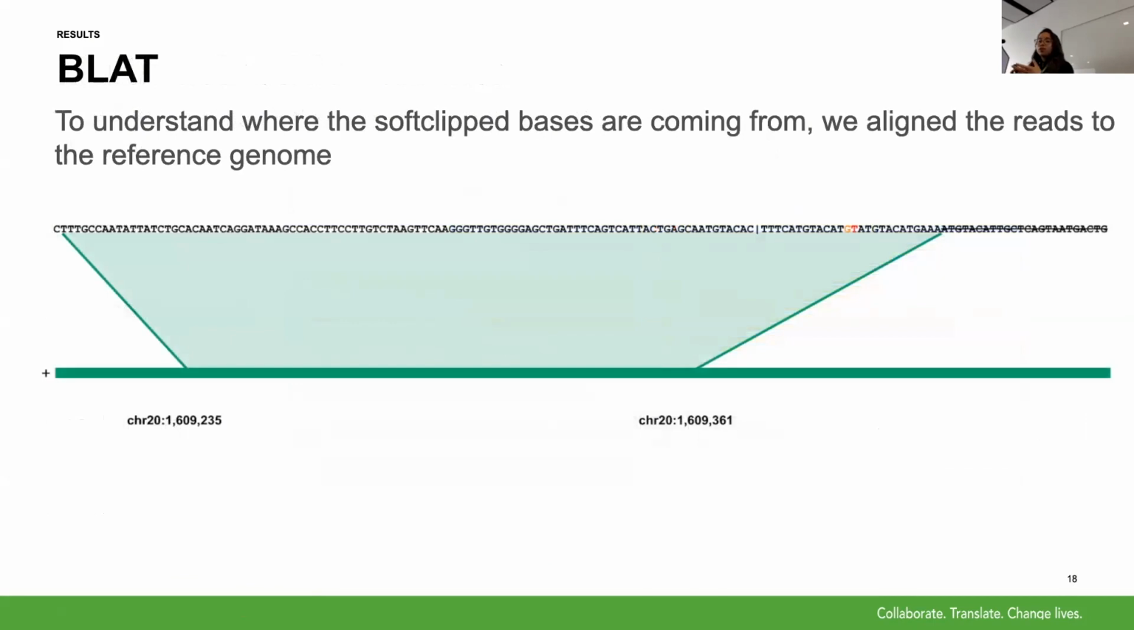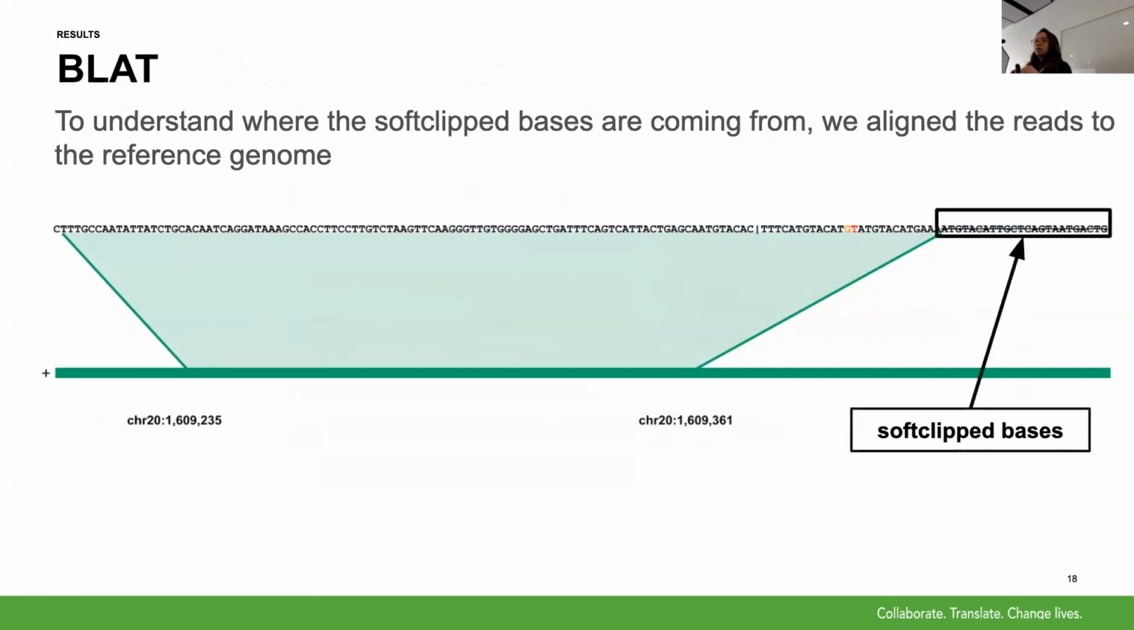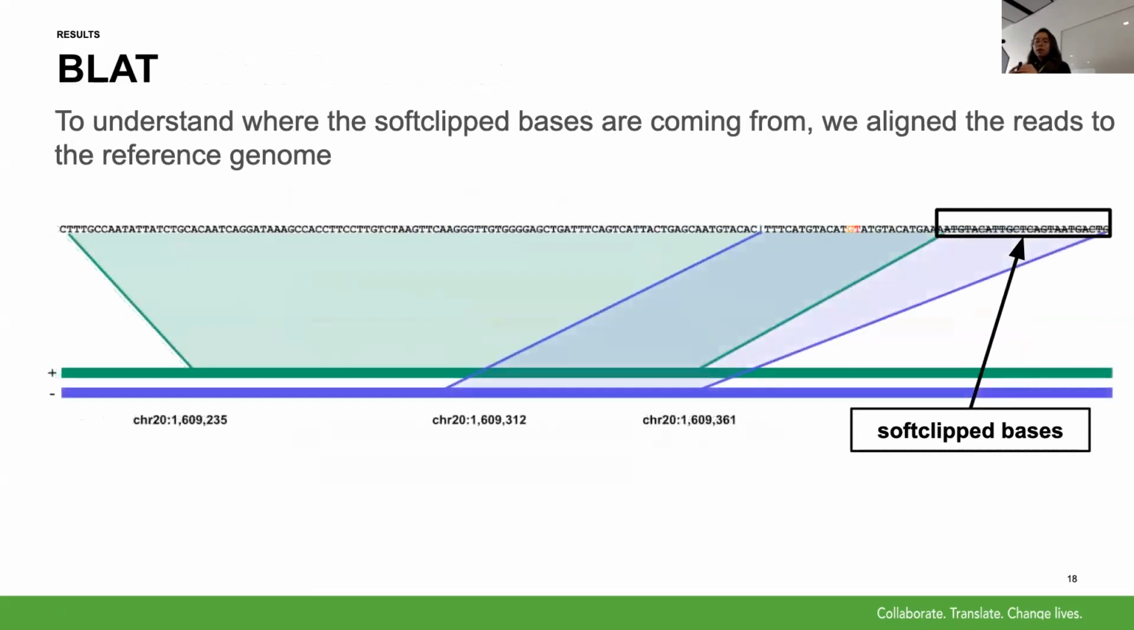To understand where the soft-clipped bases are coming from, we ran a BLAT analysis. This is an evidence read where the false positive is indicated with the colors here, G and T at the end, and the slashes here indicating the soft-clipped bases. We noticed that when we ran the BLAT analysis, the section that carries the soft-clipped bases seemed to be mapping to a nearby area, but on the reverse or opposite strand.